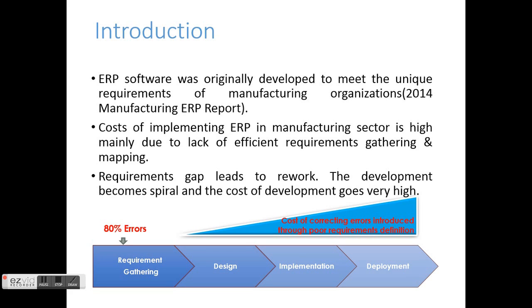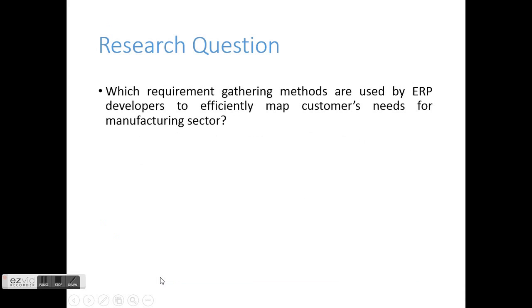As the errors are introduced later on in the cycle, the cost of correcting those errors through poor requirement definition goes high. Therefore, it is essential that the initial phase is being done properly. This is my research question. Which requirement gathering methods are used by ERP developers to efficiently map customers' needs for manufacturing sector?